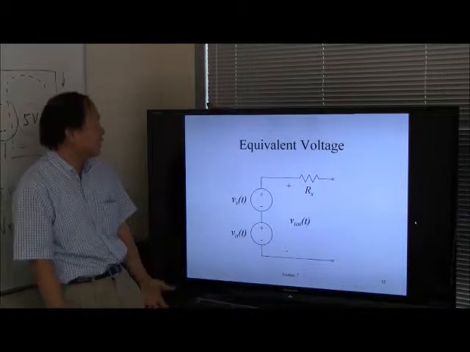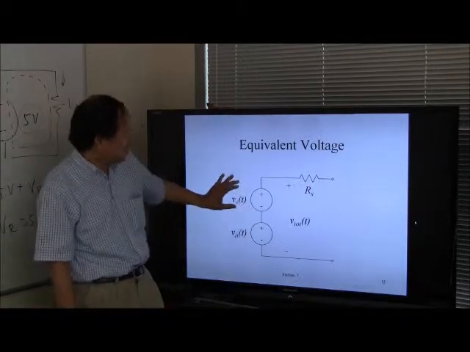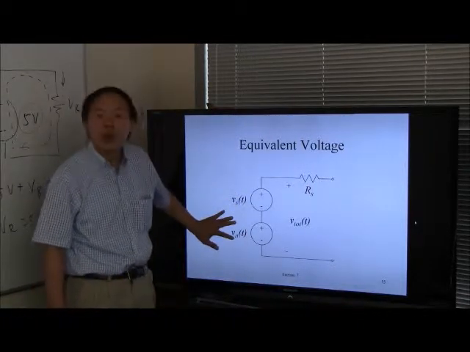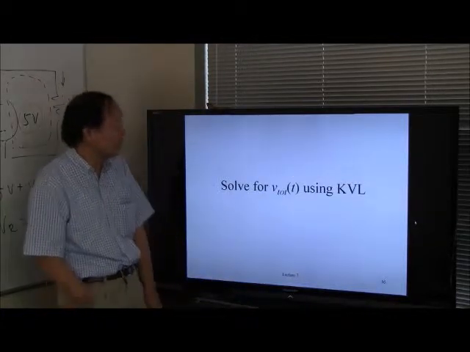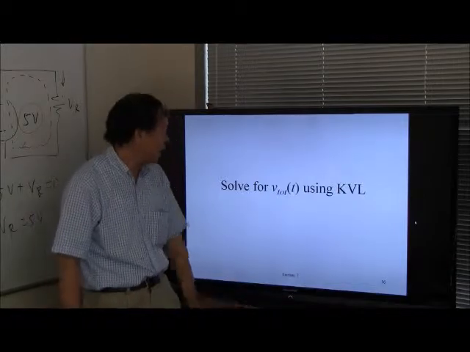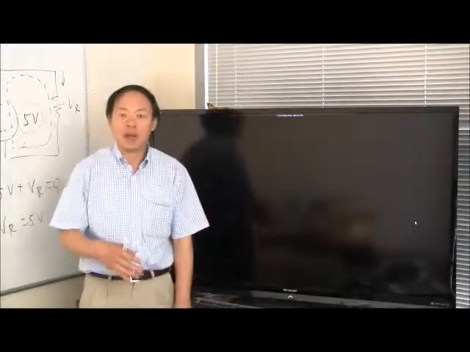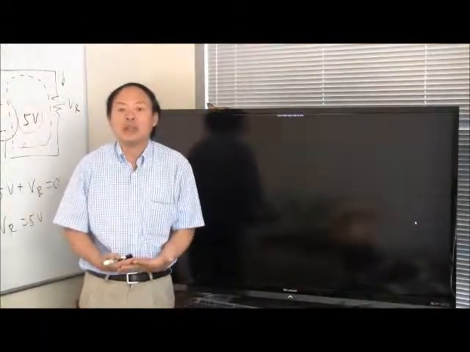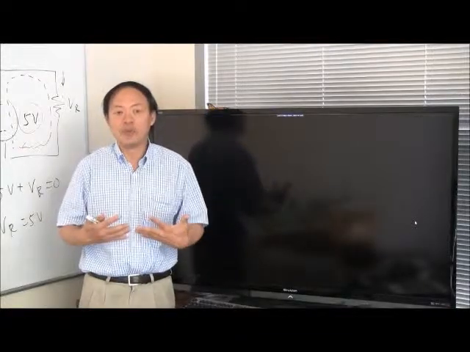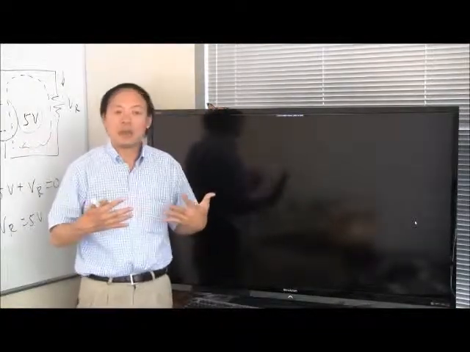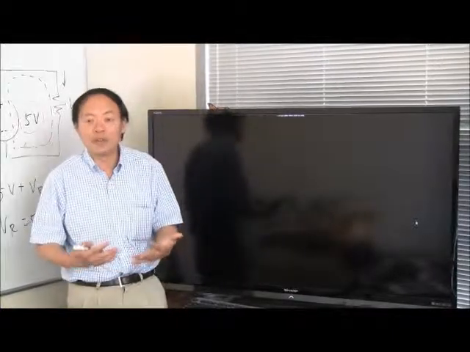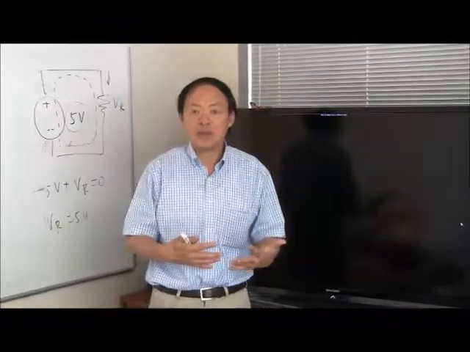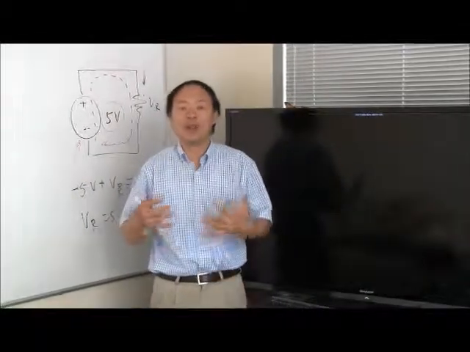So the equivalent voltage would be the total, the sum of the ideal voltage as well as the noise voltage. So you can solve for the V total using the KVL, and therefore KVL and KCL together would be useful for calculating voltages and current. And there will be an exercise that you have to go through in this class so that you would know whether you've learned the material.